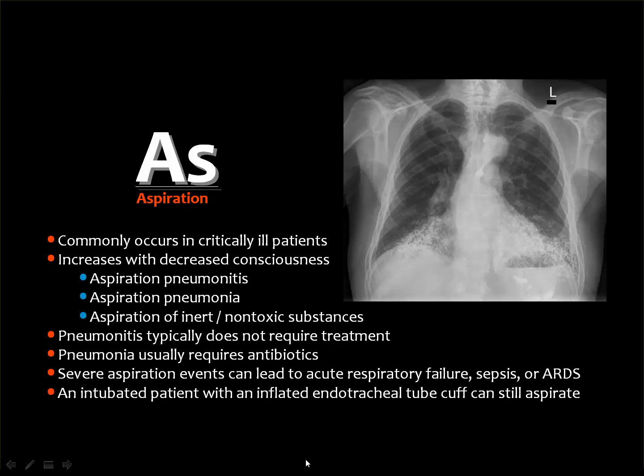And aspiration is one of the commonly seen findings in patients in the intensive care units. And the incidence of aspiration is increased, especially with decreased consciousness. Then we have three types of aspiration. Aspiration pneumonitis, which is subtle changes in the lung, usually does not require treatment. Aspiration pneumonia, which is similar to other types of pneumonia, and it requires antibiotic therapy. Then aspiration of inert or non-toxic substances. In pneumonitis, as I have mentioned, it requires no treatment, but pneumonia requires antibiotic therapy. Severe aspiration can lead to acute respiratory failure, sepsis or acute respiratory distress syndrome.